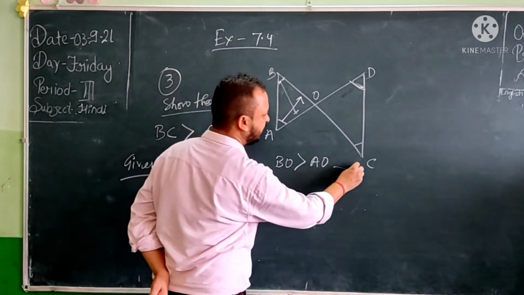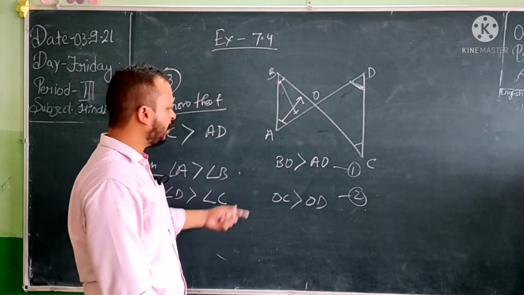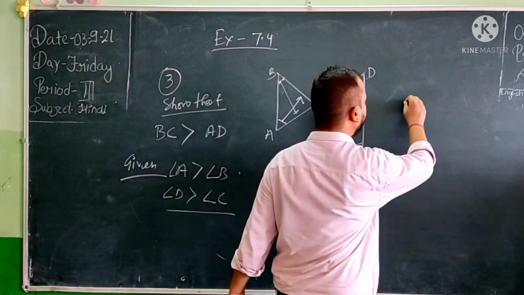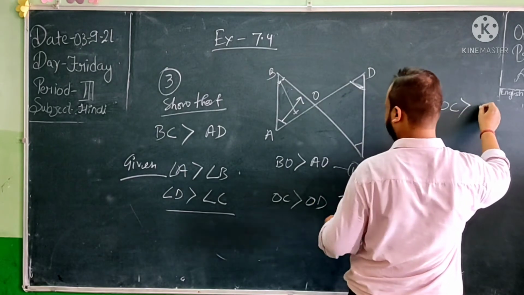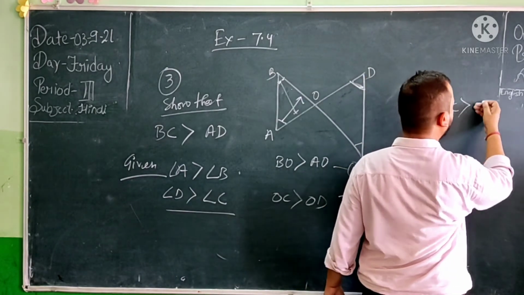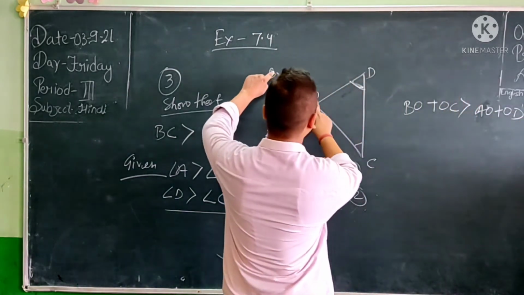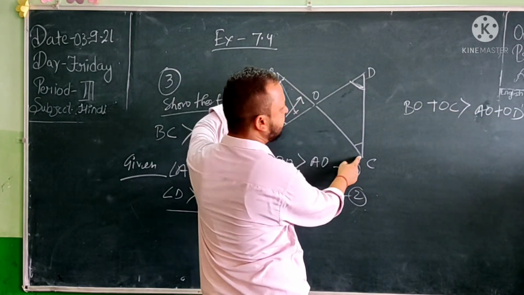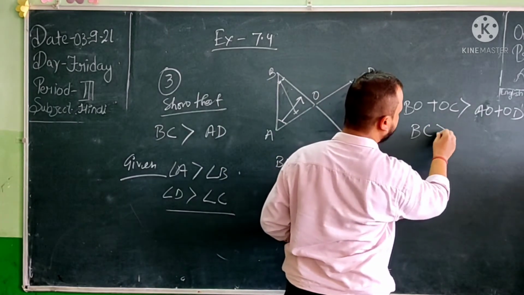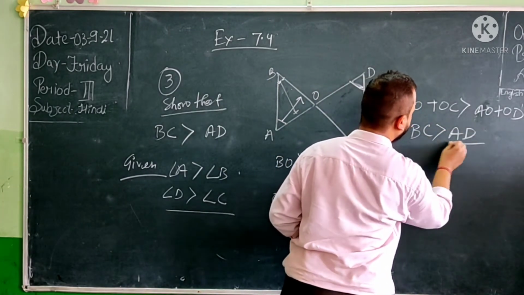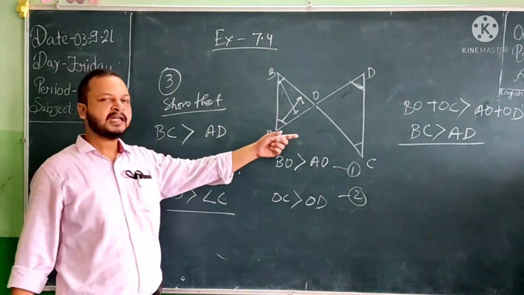So if this is equation 1, this is equation 2, just add both the equations, what you are getting? You are getting BO plus OC is greater than AO plus OD, and BO plus OC is what? BC. So BC is greater than AD. Right? Same picture.